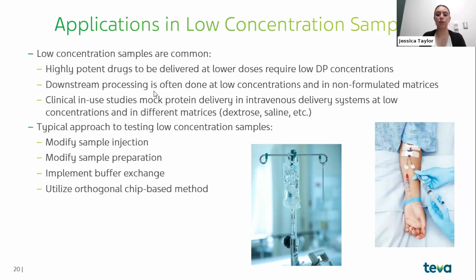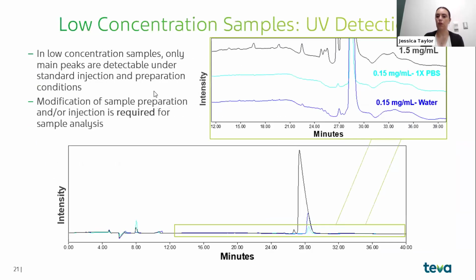So to test the native fluorescence detector's abilities in this space, I took one of our molecules and prepared it at our standard protein concentration of 1.5 mg per mL. And then I also took that same sample and prepared it at a lower concentration of 0.15 mg per mL using either water or 1x PBS as the diluent to test the interference of a salt matrix as well. So this slide here shows the results for the UV detector for the sample set.